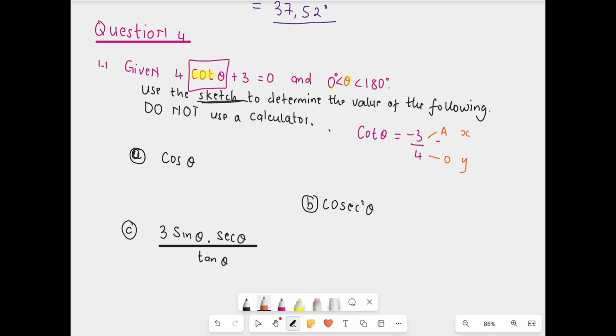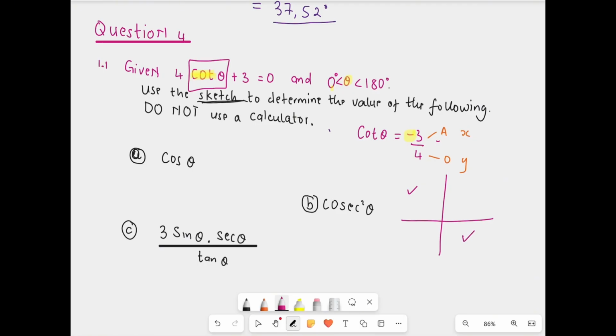Now, here we can sketch. Our diagram will look like this. Now, number 1, we can see that cot is negative. Where is cot negative? Remember, cot goes with tan. So where tan is negative, cot is also negative. So cot will be negative in the second quadrant, as well as the fourth quadrant.